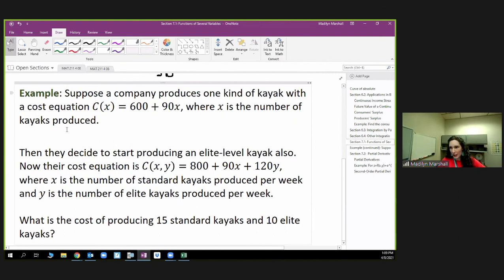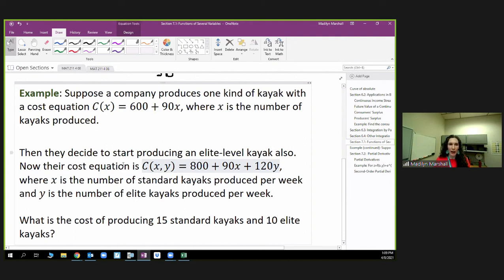So if that same company decides to start producing an elite level kayak also, now they have 2 kinds of kayaks. So now their cost equation is C of xy equals 800 plus 90x plus 120y, where x is the number of standard kayaks produced and y is the number of elite kayaks produced.